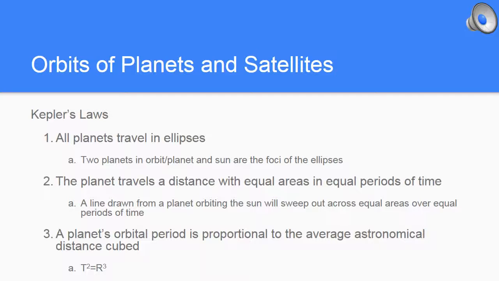Kepler's third law is the law of harmonies, and so that states that the planet's orbital period is proportional to the average astronomical distance cubed. So the square of the period is equal to the cube of the radius. So T squared equals R cubed.